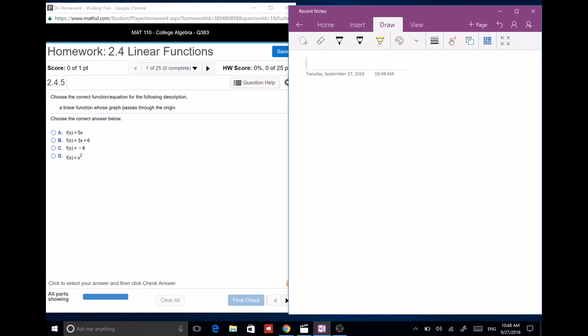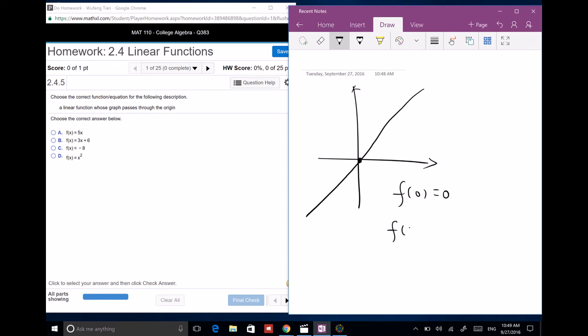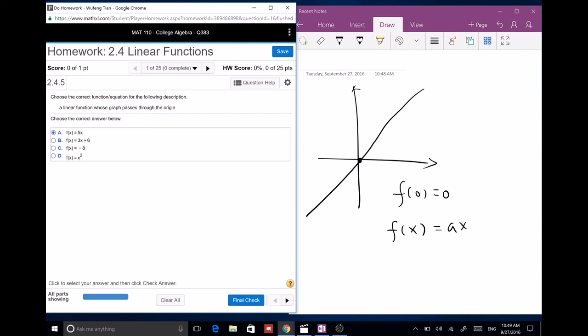Now the first problem is to choose a correct function for the following description: a linear function whose graph passes through the origin. So basically you have a linear function passing through the origin point. If you pass through this point, it means f(0) equals 0. And f(x) has to be a linear function, ax plus b. But we don't have any intercept, so b has to be 0. So now you can see the function must be 5x.